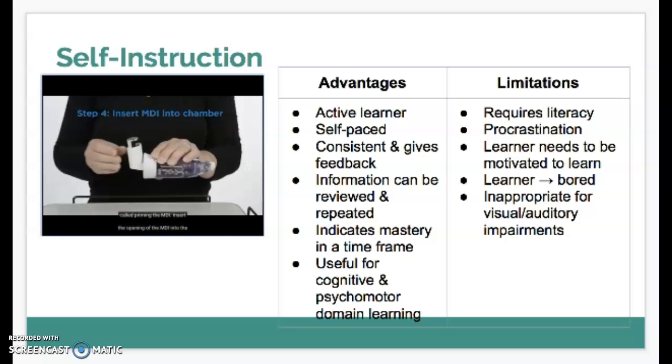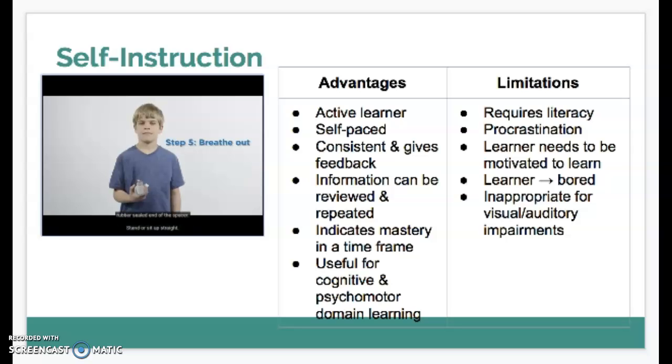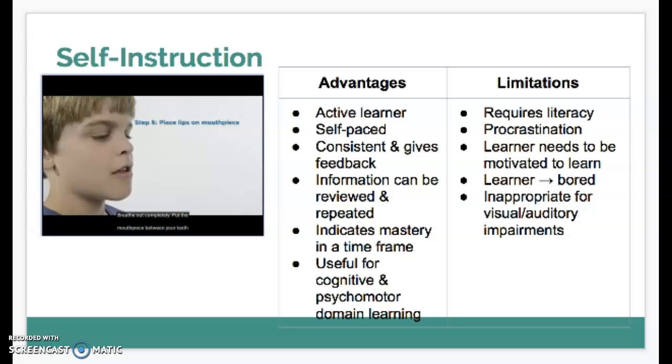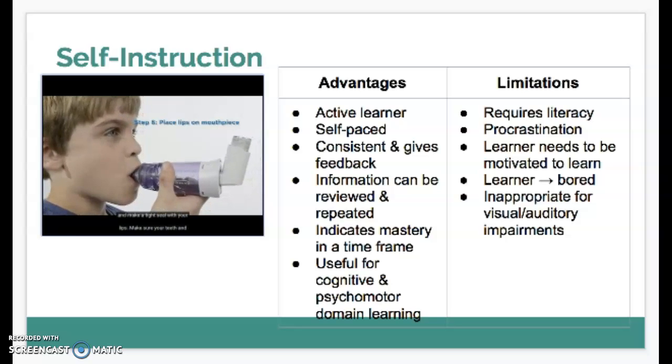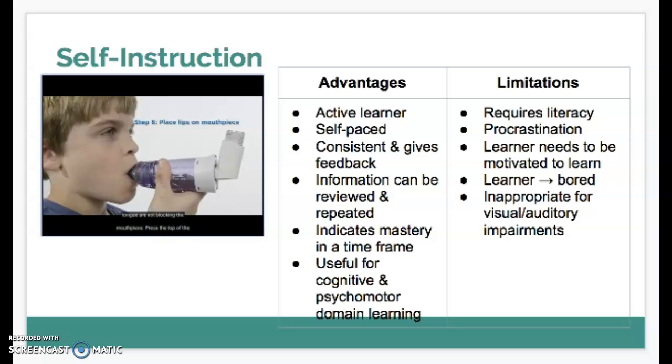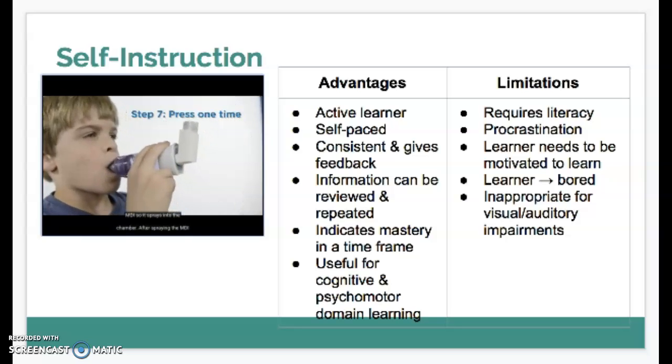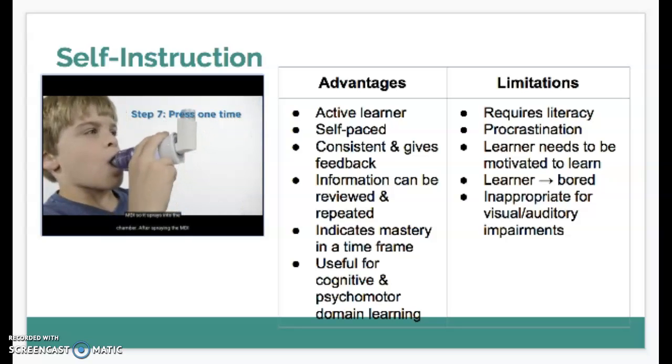Insert the opening of the MDI into the rubber-sealed end of the spacer. Stand or sit up straight. Breathe out completely. Put the mouthpiece between your teeth and make a tight seal with your lips. Make sure your teeth and tongue are not blocking the mouthpiece. Press the top of the MDI so it sprays into the chamber.